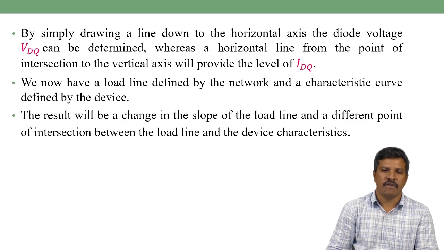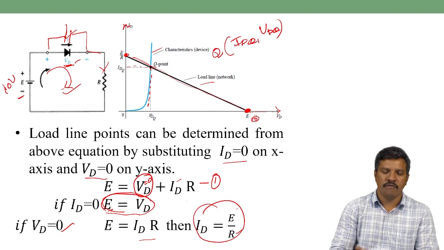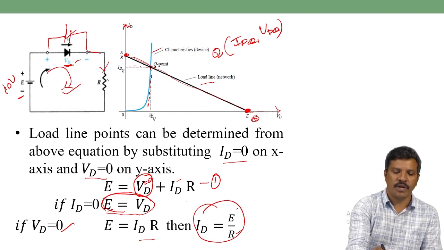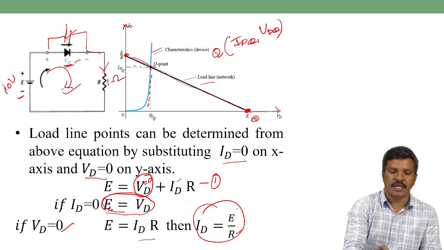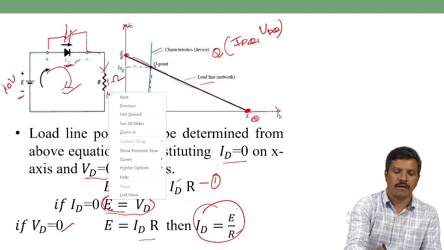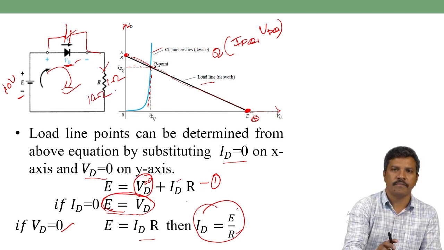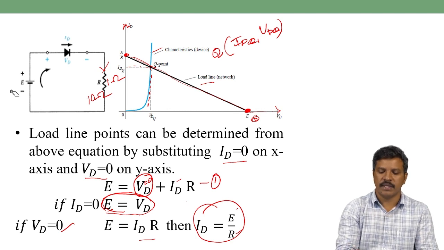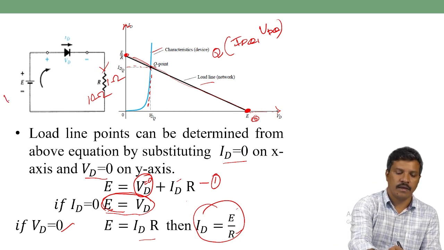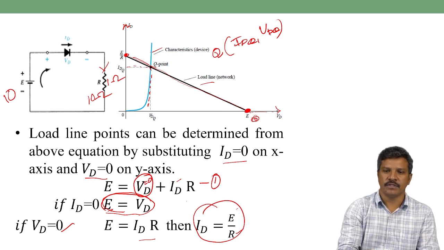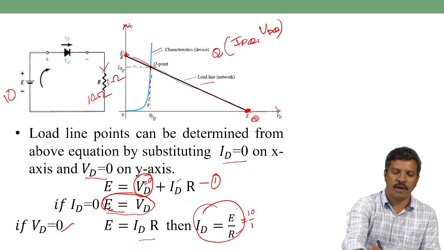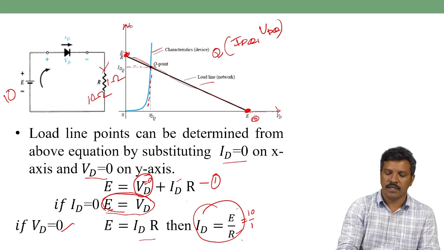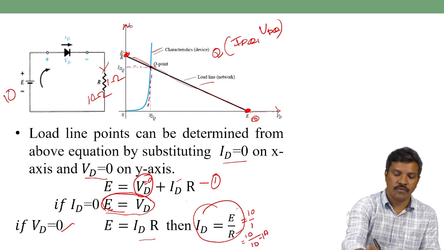What does it mean for different loads? Same network, if I am changing the load value. For example, in the first case, I am considering 1 ohm. In the second case, I am considering 10 ohms. So what happens? The supply voltage is 10 volts. What is the ID value? In the first case, 10 volts by 1 ohm is equal to 10 amperes. In the second case, 10 volts by 10 ohms is equal to 1 ampere.